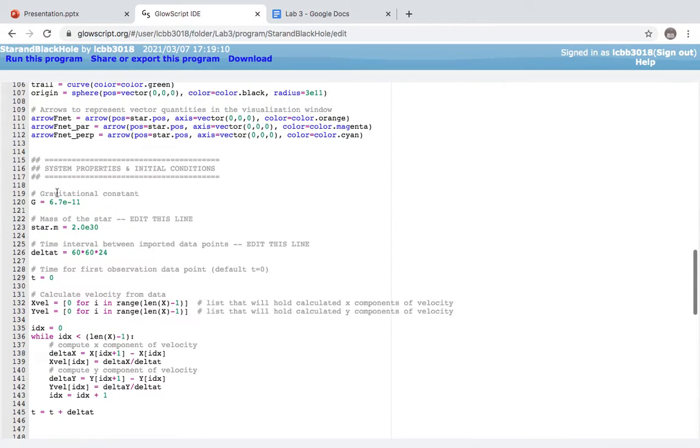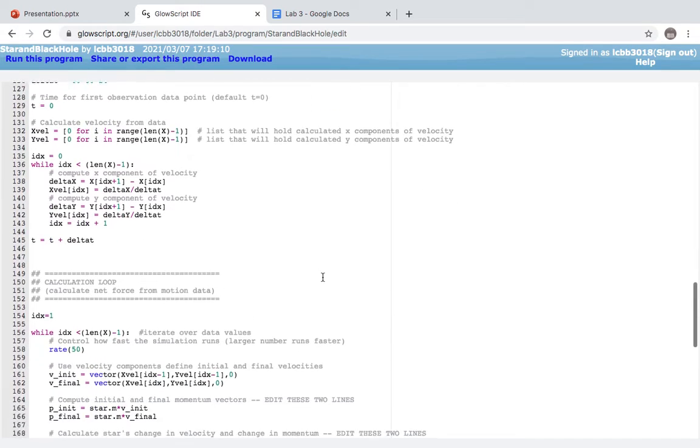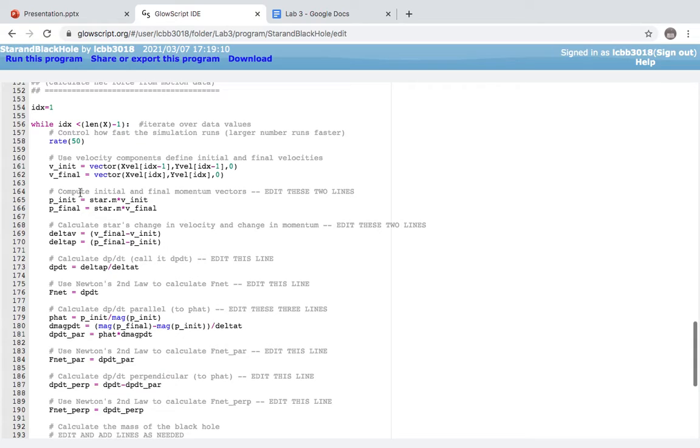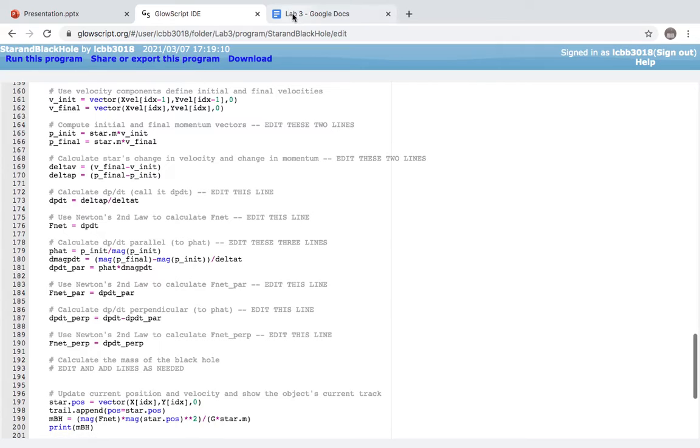Here's the gravitational constant, which will be used to calculate the mass of the black hole. The mass of the star is given as 2.03 times 10 to the 30 kilograms, and the delta t is in iterations, which are the length of a day. With the velocity calculated, so is the momentum. And the change in momentum over change in time equals the F net, or in other words, the rate of change in momentum, as stated in the momentum principle.